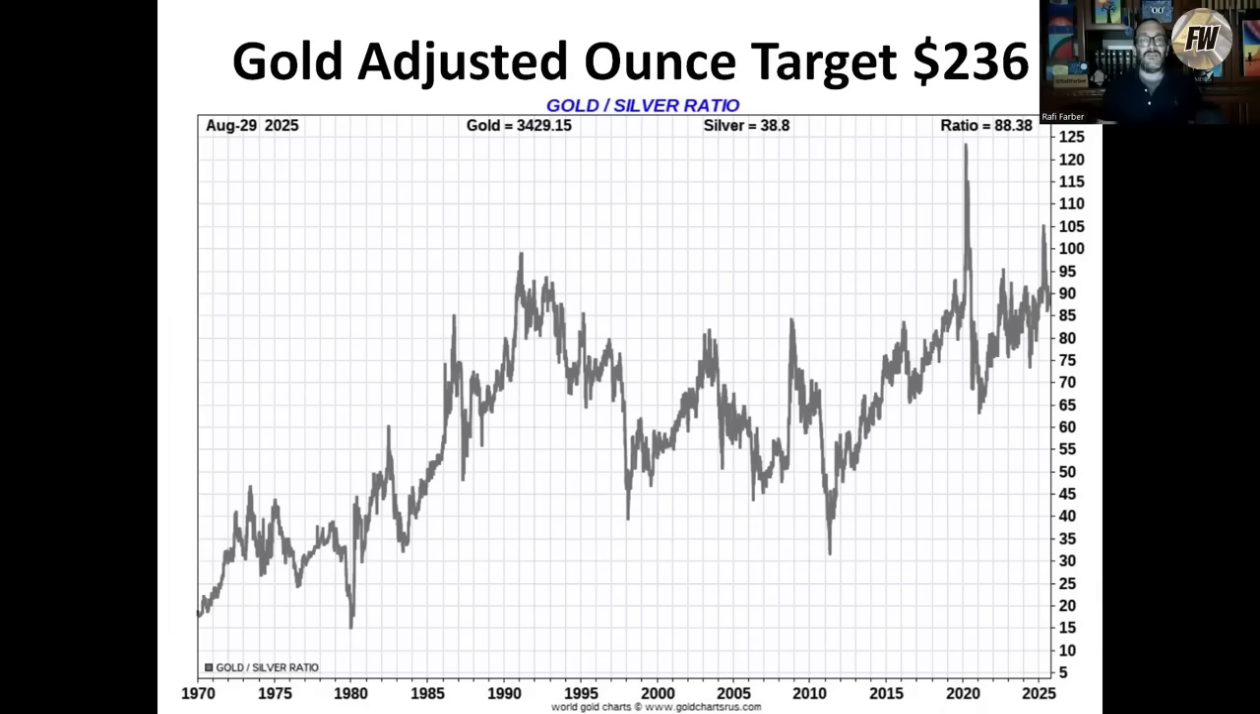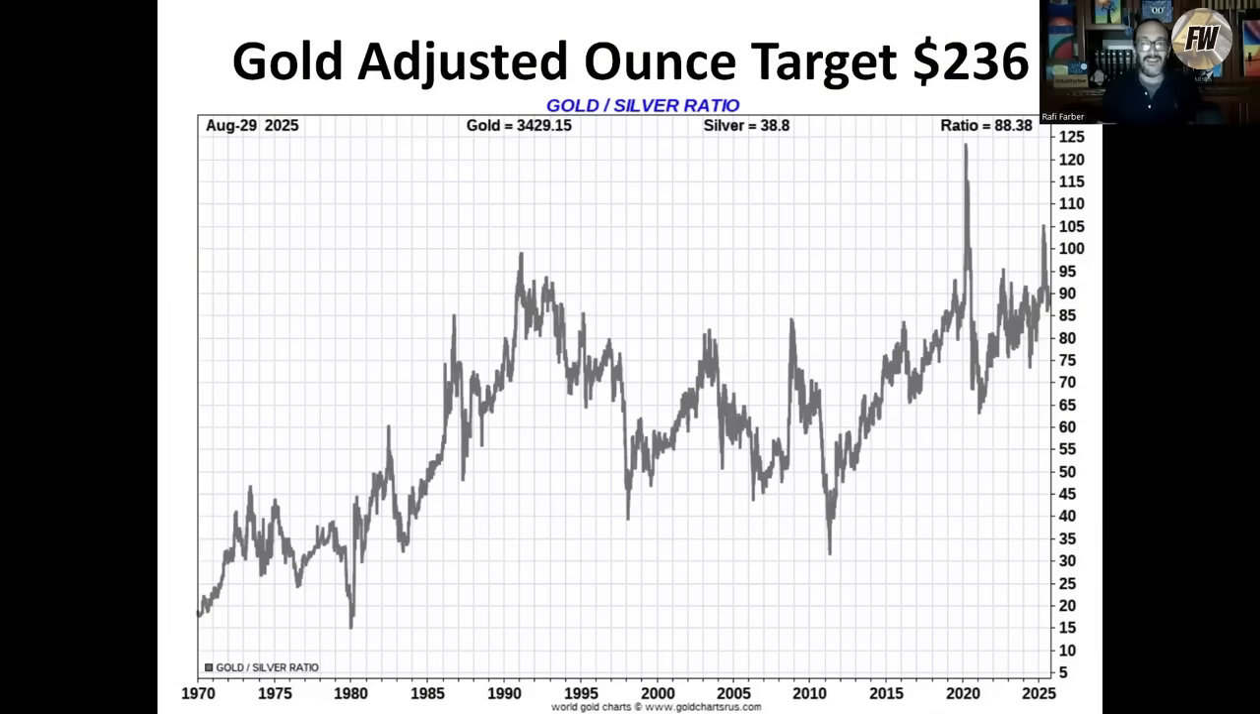Now, if we reach the 15 to 1 gold to silver ratio, which we will, at the current gold price of about $3,550 over the weekend, that leads us to about a $236 target for silver if the gold dollar ratio doesn't move, which of course it will. So this is just an idea.